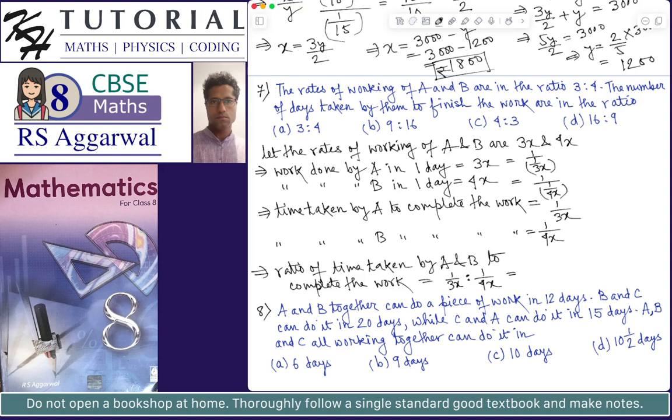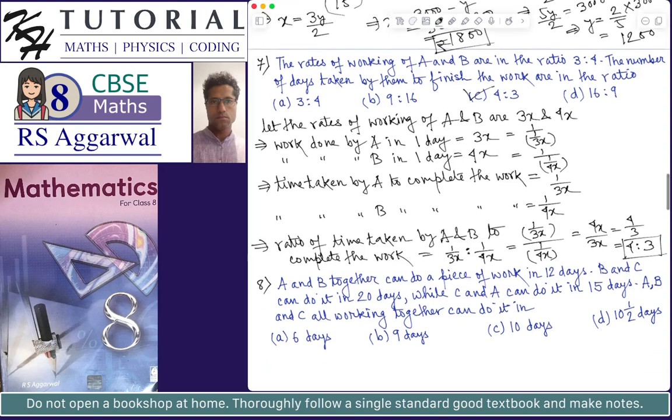So the ratio of time taken by A and B to complete the work is 1 by 3x is to 1 by 4x, which as a fraction is 1 by 3x divided by 1 by 4x. This is equal to 4x by 3x, x cancels out, this is equal to 4 by 3, and so 4 by 3 in ratio is 4 is to 3. 4 is to 3 is the answer. So the correct choice is C.